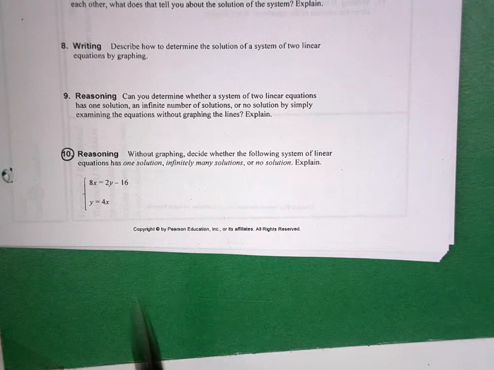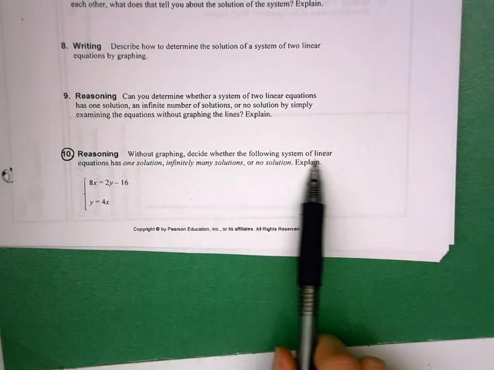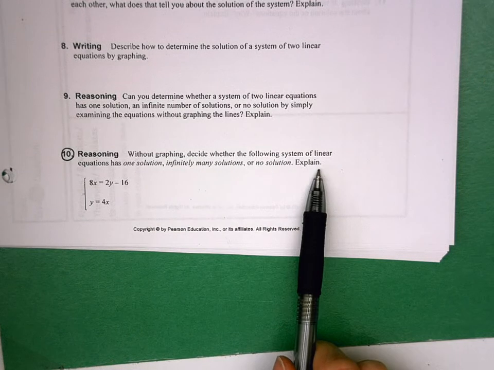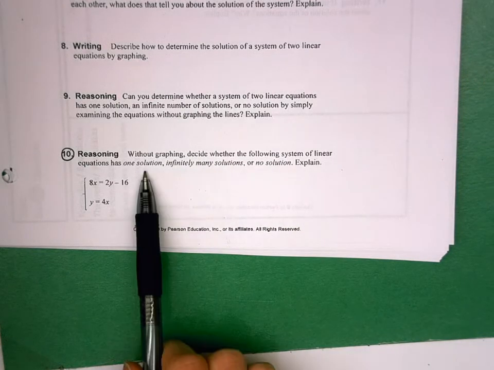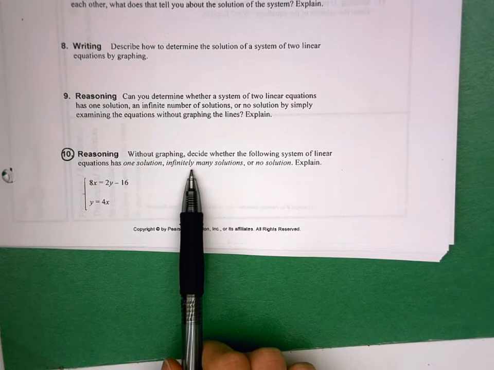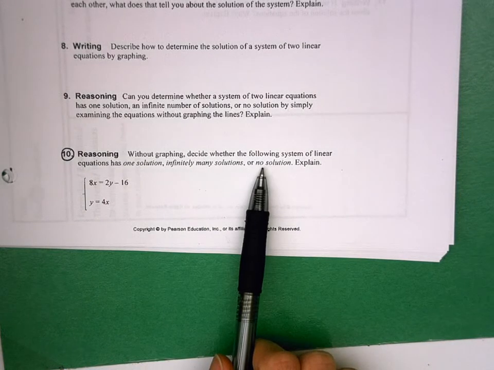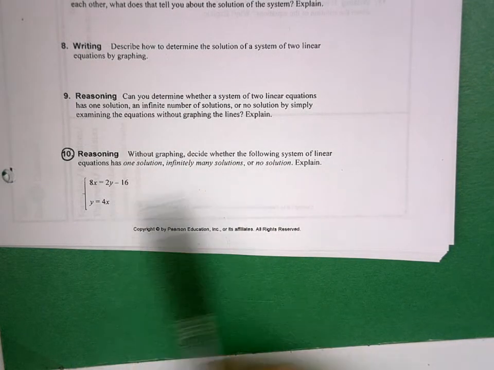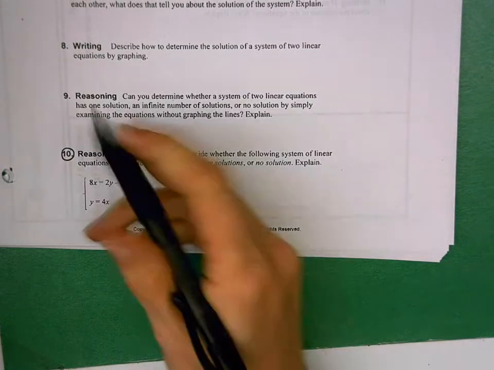So this says, without graphing, decide whether the following system of linear equations has one solution, infinitely many, or none, and explain. Well, the explanation is what we just talked about. It's going to have one solution if they're two distinctly different lines. They're going to be infinitely many if they're exactly the same line. And they're going to be no solution if they're different lines except that they have the same slope. As I look at these two, y equals 4x, it's easier for me to identify what its slope is, because it would be no solution if these two lines have the same slope. This equation's slope is 4.